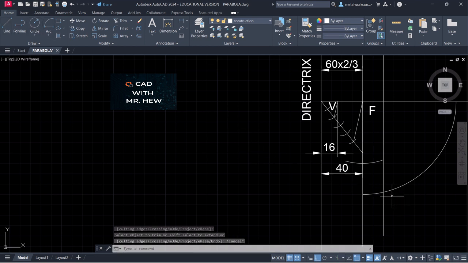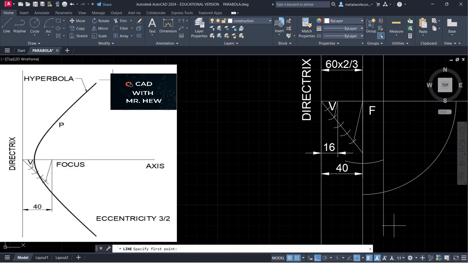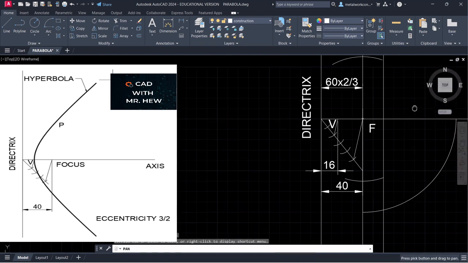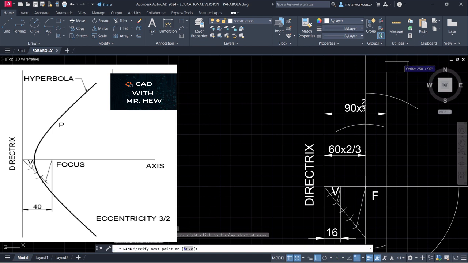The next point that we're going to plot is 120. So 120 times 2/3 is 80. So we need a line coming over 80 millimeters. So we're going to go line. It should be here. We're going to draw a line up. Enter. All right. So from the focus, we're going to draw an arc, radius 80 to intersect this line.